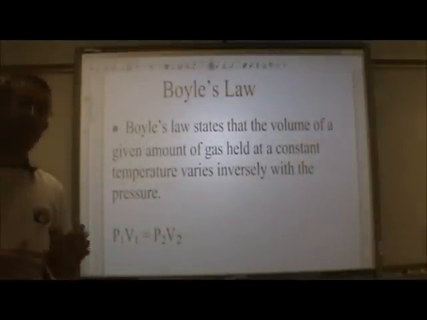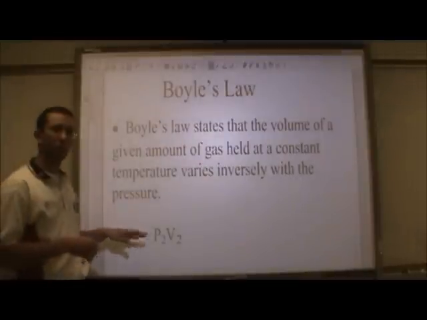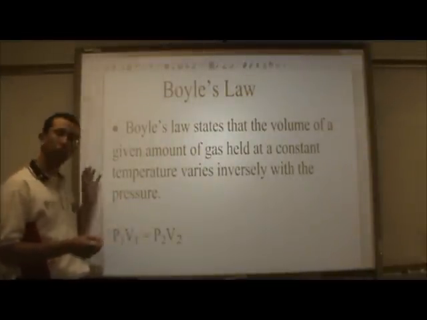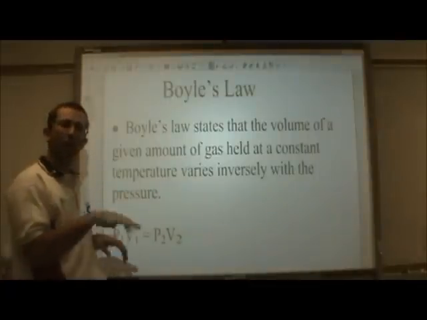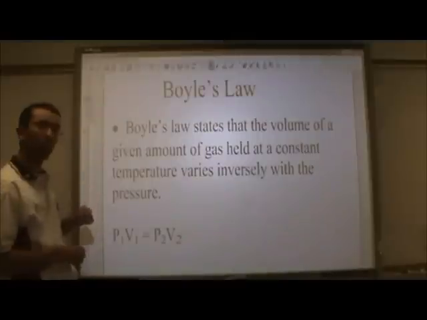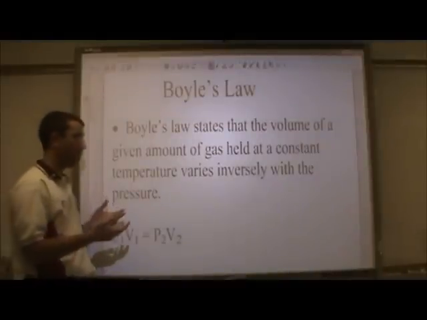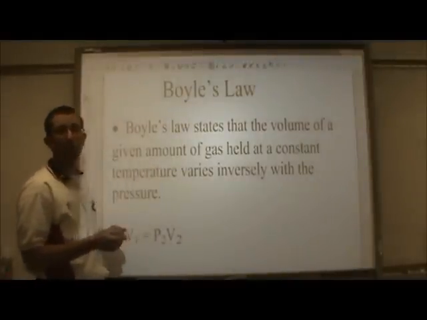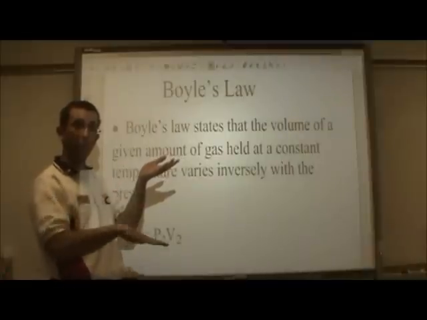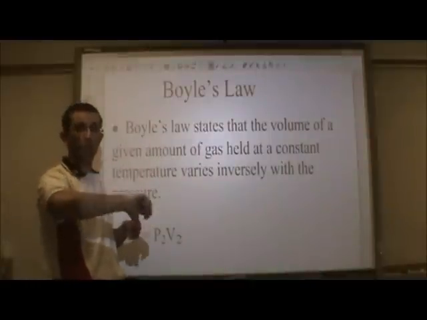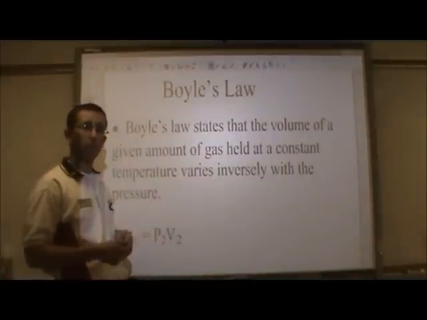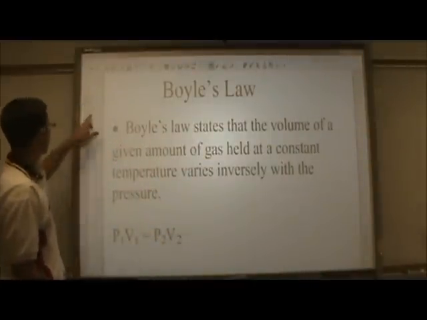constant temperature varies inversely with the pressure. So with Boyle's law, we're just dealing with pressure and volume. Temperature remains the same, okay? So temperature is constant. We're just dealing with pressure and volume. So how do they relate? They're inversely proportional. When one goes up, the other one goes down. So if you increase the pressure, the volume goes down. If you decrease the pressure, the volume goes up.